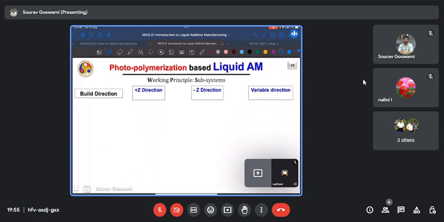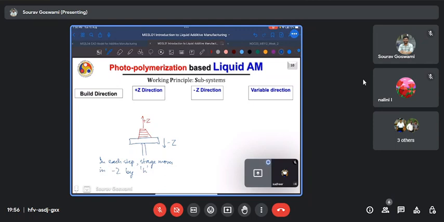Another classification is based on the build direction. As we discussed, the build may progress in the z direction. For the build to progress in the z direction, the stage or the build platform should move in the negative z direction. And in each step, the stage moves in negative z by the layer height h.